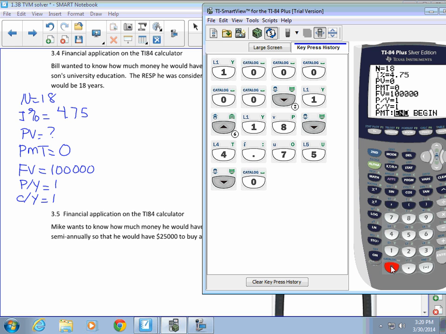Because we want to find what is the present value, that's where we want to do our alpha. So at present value, we hit alpha, and then we hit enter. So I'm on present value, cursor is flashing there. Alpha, enter, and it tells me that I'm going to have to take from my own money $43,373.80 in order to have $100,000 when I am all done.